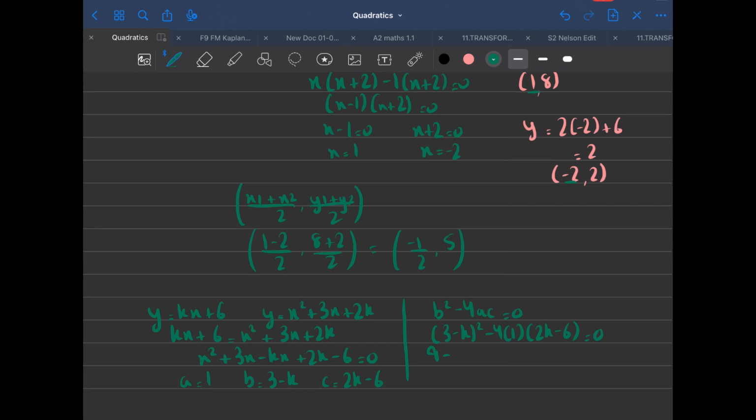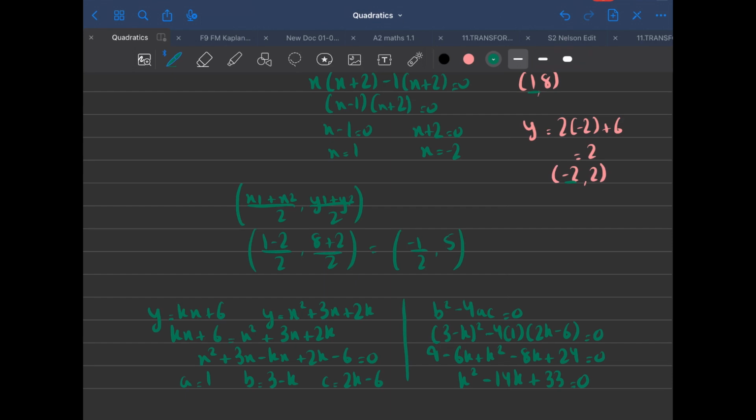9 minus 6k plus k square minus 8k plus 4 times 6 is what, guys? 24 is equal to 0. So k square minus 14k plus 24 plus 9 makes what? 33. Now what are the factors of 33?